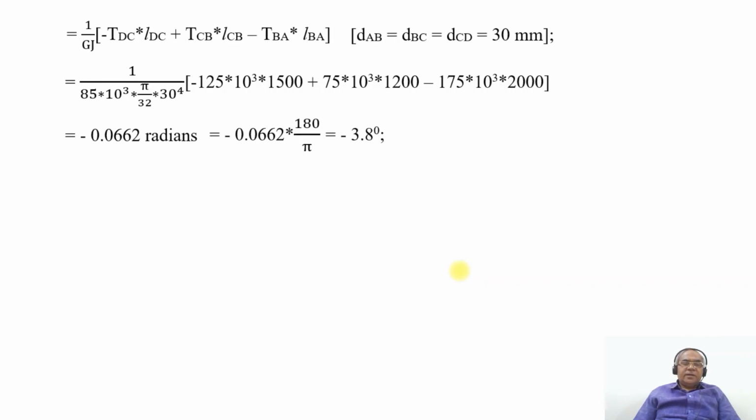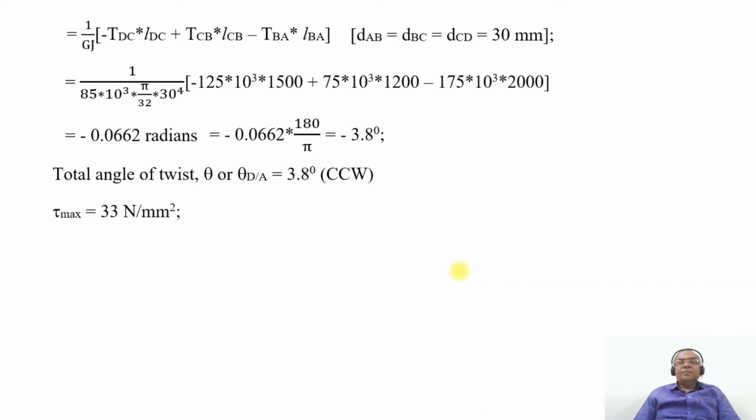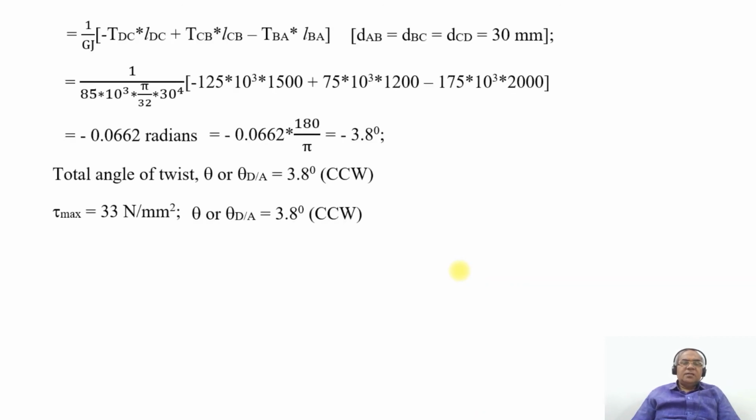So convert this into degrees. That will be equal to minus 0.0662 into 180 by pi, which will be minus 3.8 degrees. Therefore, the total angle of twist theta of D to A will be equal to 3.8 degrees counterclockwise direction. So tau max will be equal to 33 Newton per mm square, and theta of D by A will be equal to 3.8 degrees counterclockwise direction. So this is how you will be able to analyze and solve this particular problem. Thank you.